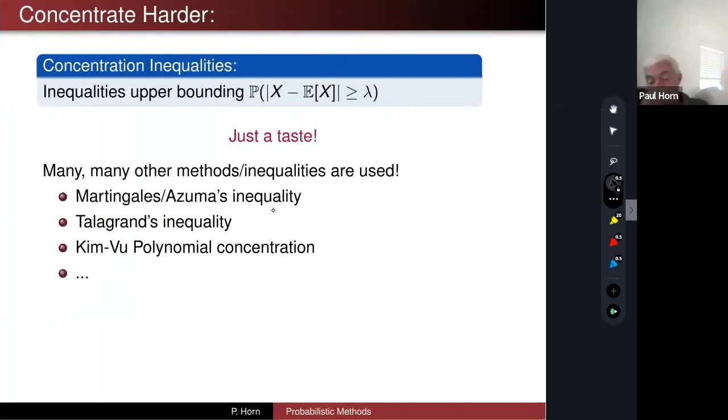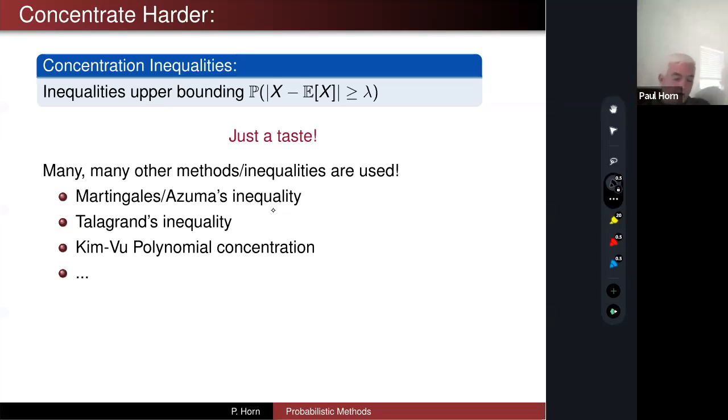I will mention that this is really just a taste of a subject that could go on and on for weeks. There are lots and lots of other methods that are used to get concentration. But this at least gives me a start.